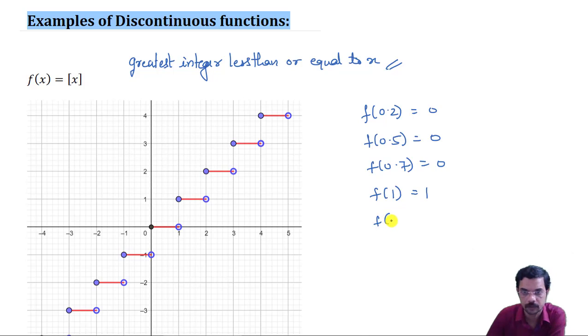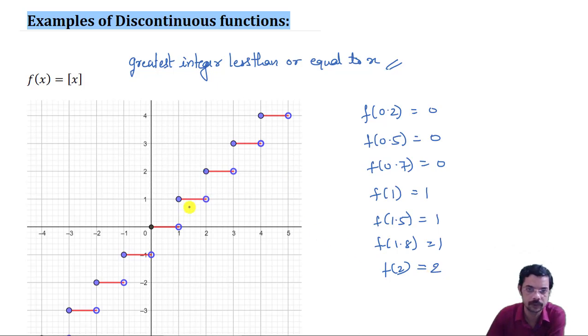Now f of 1.5 is 1. F of 1.8 will again be equal to 1. Now what is f of 2? As it comes here, when x equals 2, the graph is defined here, not here. See, the open circles represent that the points are not here. The dark circles represent that the points are here. The value of the function is coming here. So f of 2 is 2.